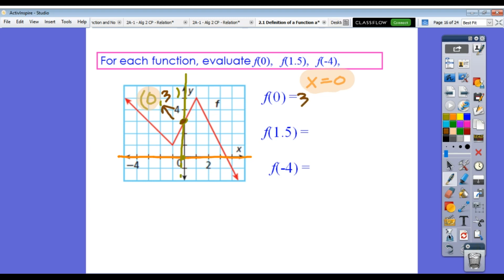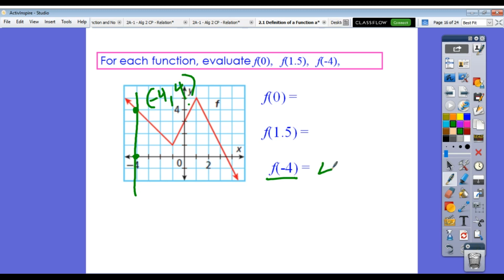Okay? My mistake. Next here, f(-4). Negative 4 on the x-axis is right here. Draw a line. What is this point here, guys? This point is (-4, 4), right? So the answer here is also 4.